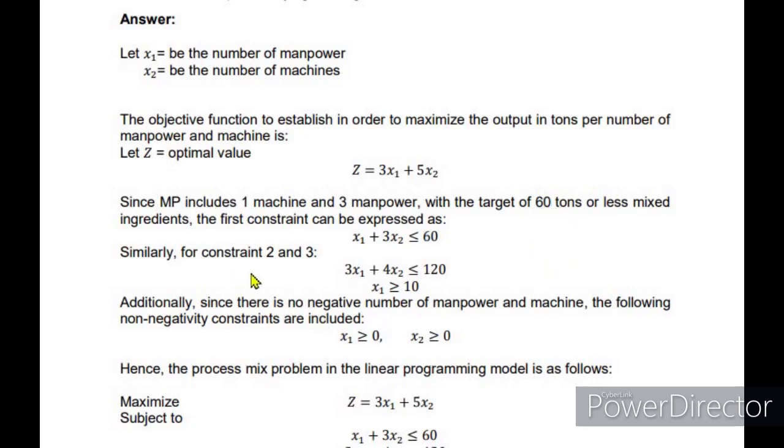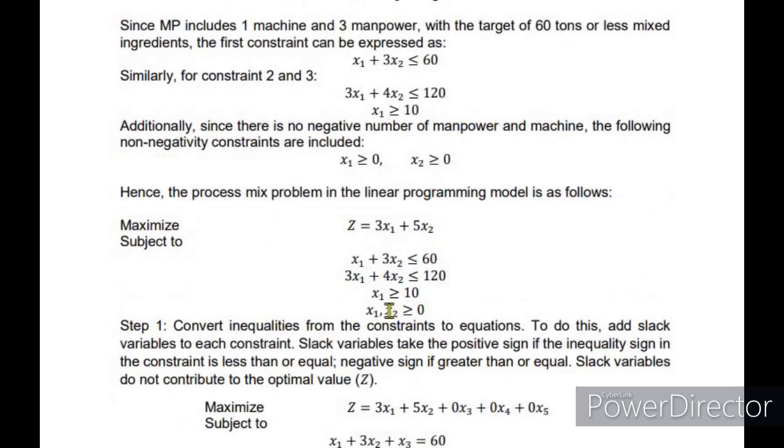Similarly, for constraints 2 and 3, we have 3x sub 1 plus 4x sub 2 less than or equal to 120. How do we get this? This constraint is from FMO, while this constraint, x sub 1 greater than or equal to 10, is from D, or the delivery. We also have the non-negativity constraint: x sub 1, x sub 2 are greater than or equal to 0. That is our linear programming model.